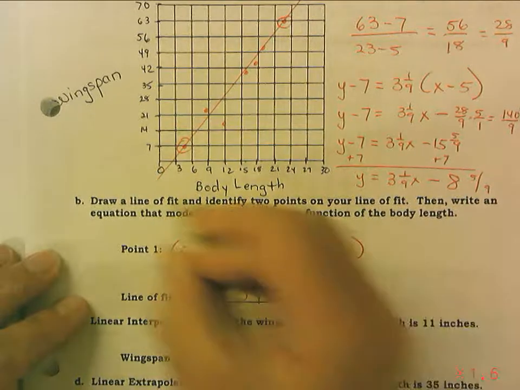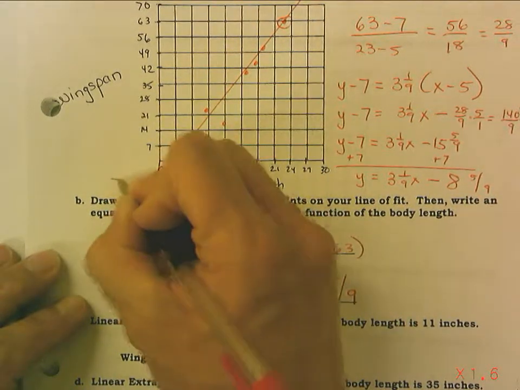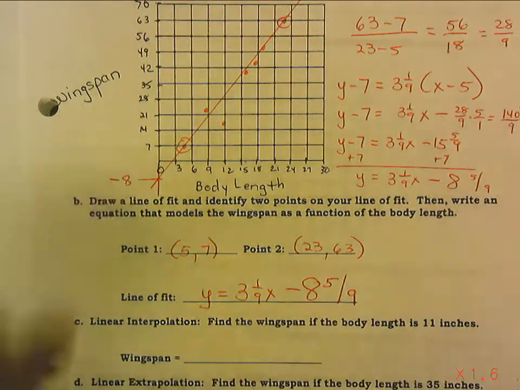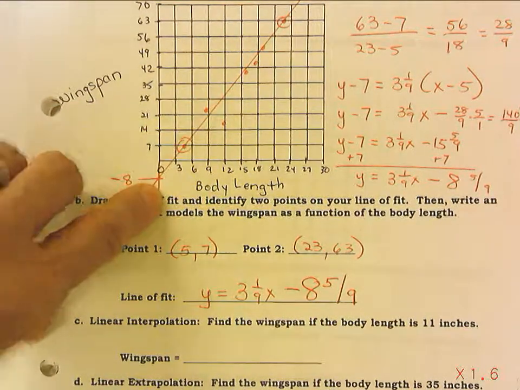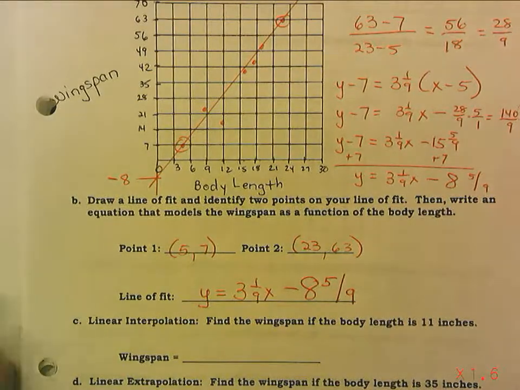Now, I want to look up at the graph, and if we extend this down, this makes sense that that could be negative 8 5/9. So you do want to check your line and make sure that the y-intercept you came up with makes sense.